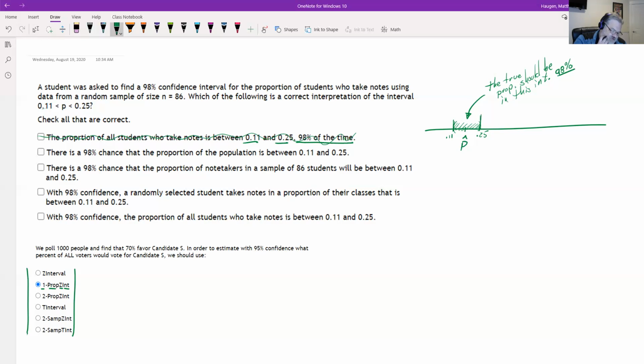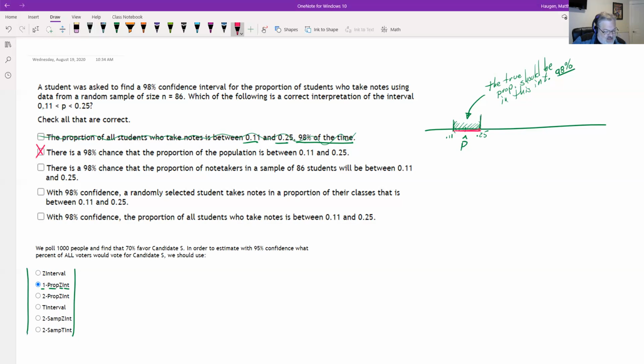There's a 98% chance that the true proportion of the population is between 0.11 and 0.25. Is that what our confidence interval says? Yeah, that's a good one. There's a 98% chance that the true proportion is in that range.